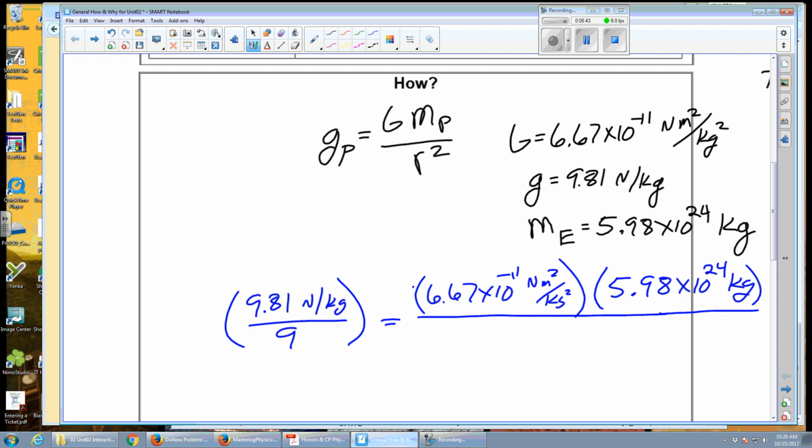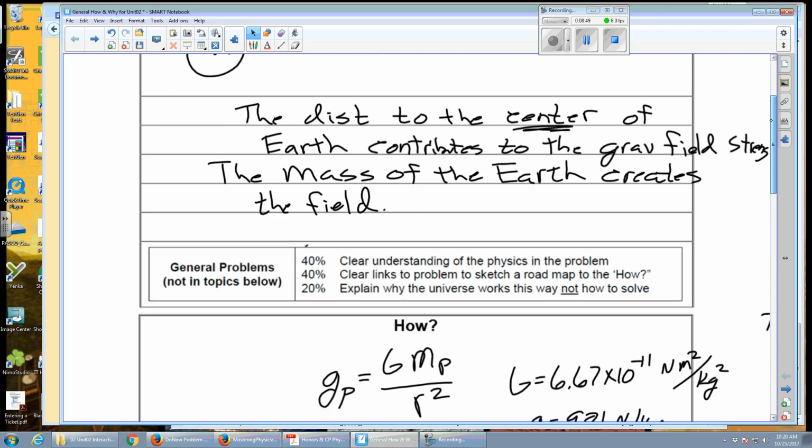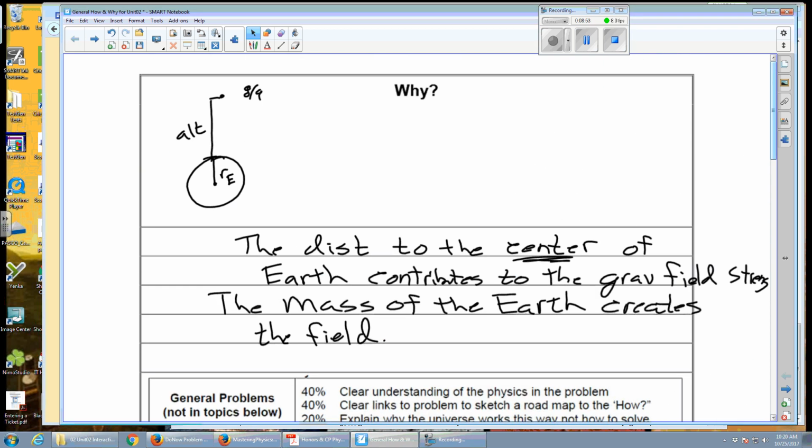And then how far am I from the center of the Earth? Well, I was thinking about our diagram back up here, right? Because how far it is from this point to the center is the altitude plus the radius of the Earth. So we're saying that this whole thing is R, how far I am from the center of the Earth.